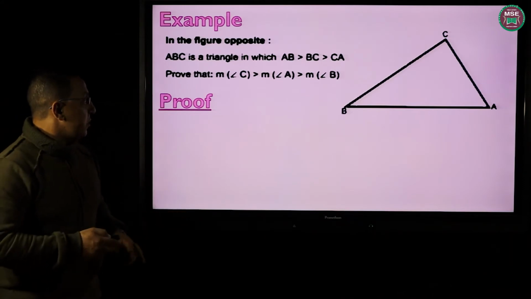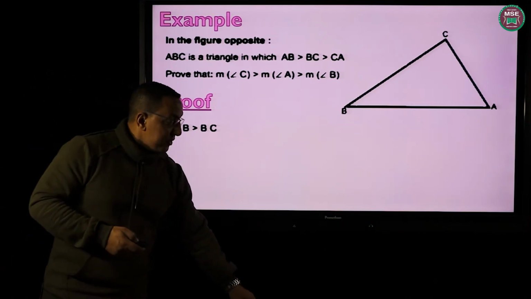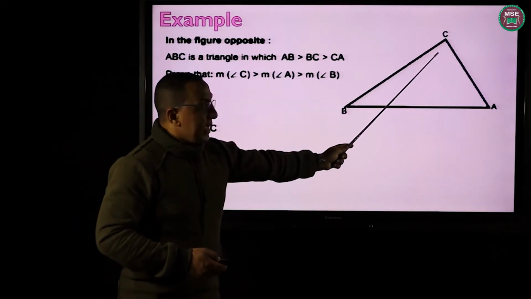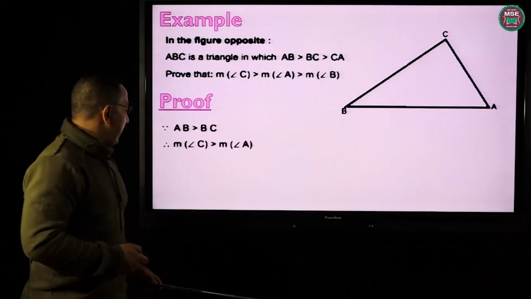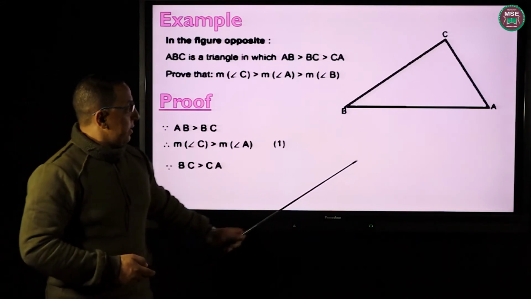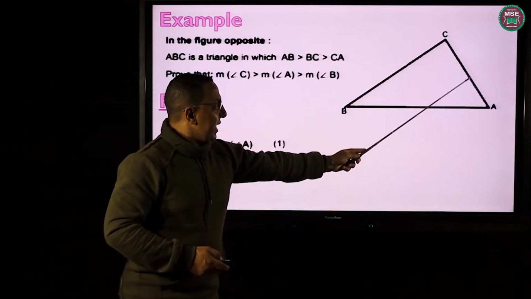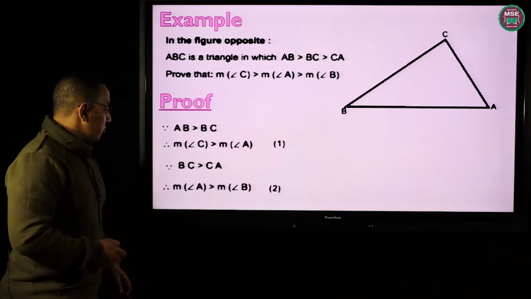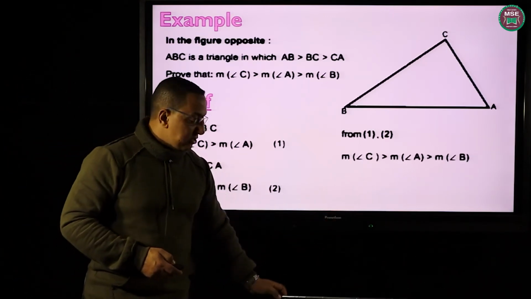I'm going to compare AB and BC. Here the AB side is greater than the BC side. AB is opposite to angle C, and BC is opposite to angle A, so angle C is greater than angle A, as we see. This is number one. Number two, BC and CA. BC is greater than CA. BC is opposite to angle A, and CA is opposite to angle B, so angle A is greater than angle B. This is number two. From 1 and 2, we get that the measure of angle C is greater than the measure of angle A, which is greater than the measure of angle B.